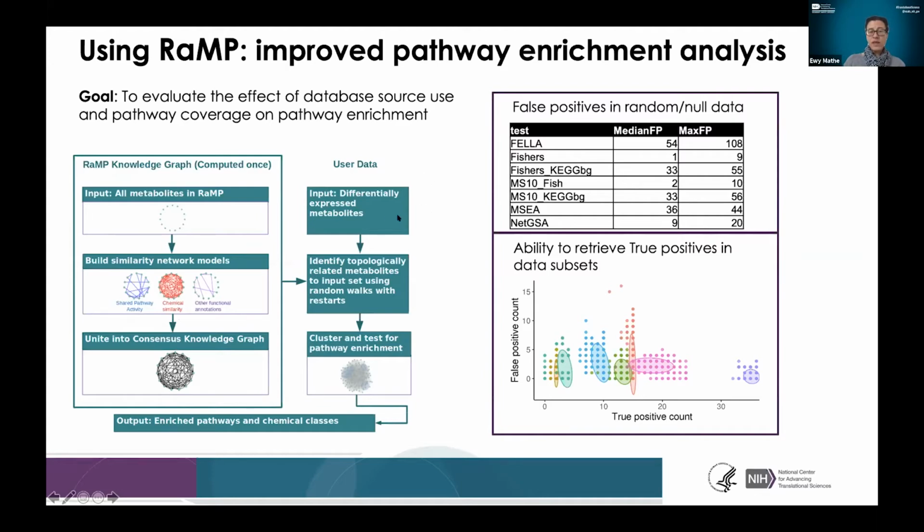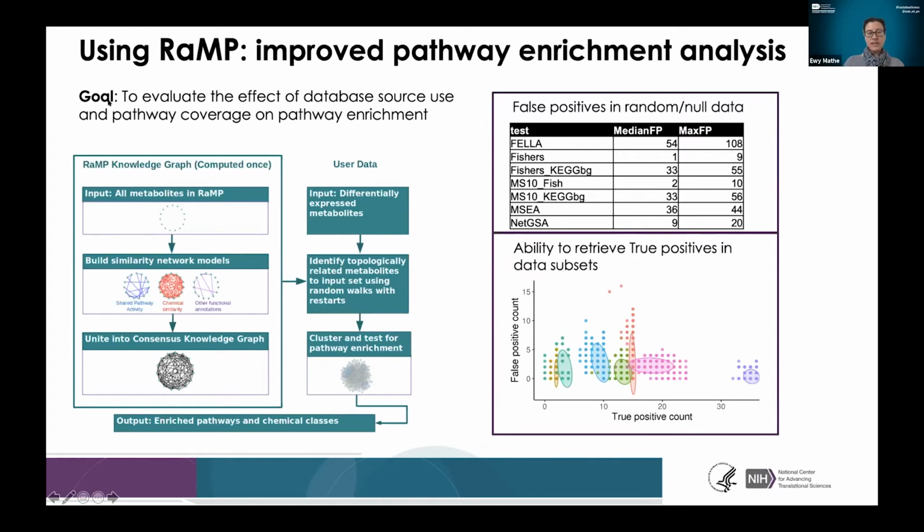Now, the user may input a differentially expressed list of metabolites or genes or both. And you can overlay those on top of this knowledge graph and identify areas of the network that are enriched for this input list of metabolites and genes. And then from these subnetworks, you can perform pathway enrichment analysis.